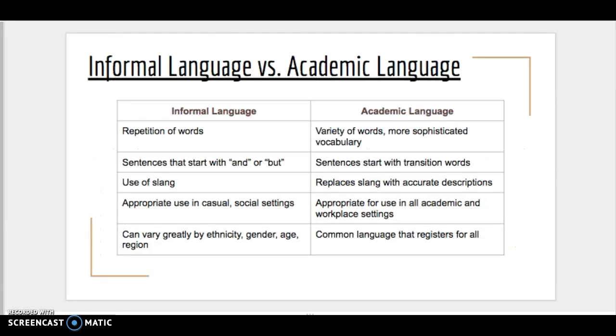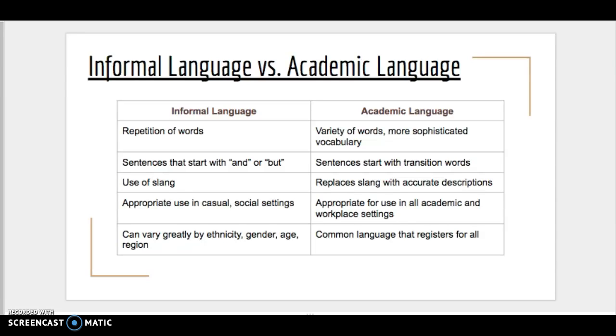So what's the difference between academic language and informal language, or your everyday language? In informal language, there's a lot more repetition of words. As for academic language, you use a lot more variety of words and more sophisticated vocabulary when you speak or when you write. In informal language, you also would speak with things like and or but when you start a sentence, and you wouldn't ever start a sentence in your writing with the word and or but. You would also use transition words usually when you're speaking, and also use them in your writing.